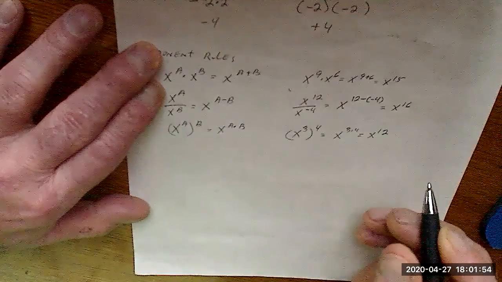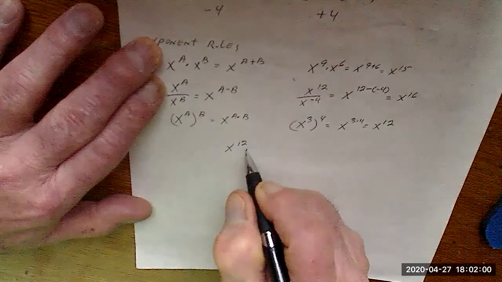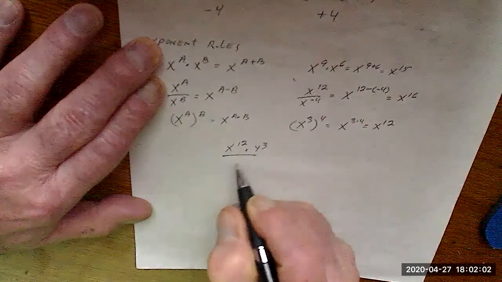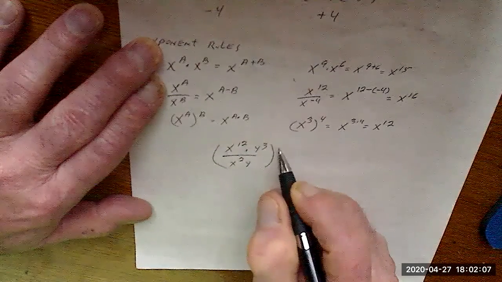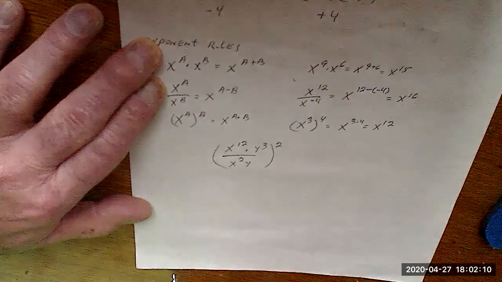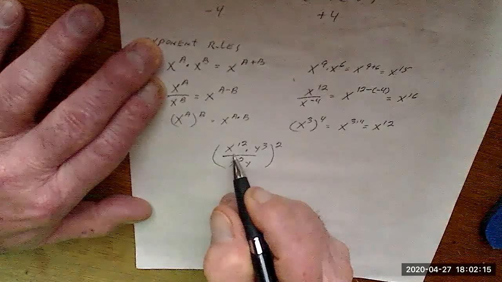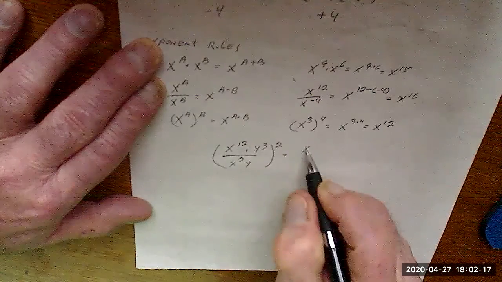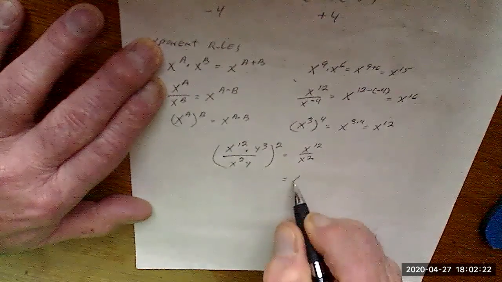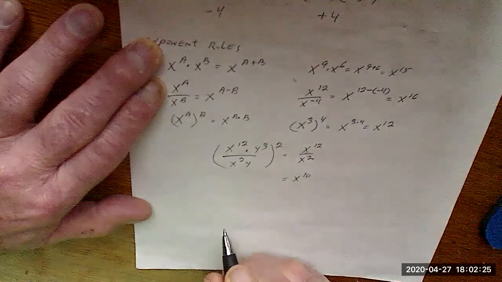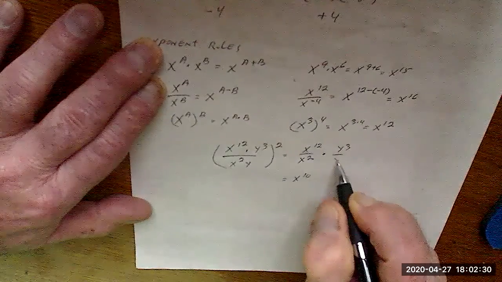Let's do one final problem. What if we had x to the 12th, y to the 3rd, all divided by x squared, y, all raised to the 2nd power? I would do what's inside the parentheses first. We can divide out like exponentials with like bases. So that's x to the 12th divided by x to the 2nd, which is x to the 10th by subtracting the powers, times y to the 3rd divided by y.